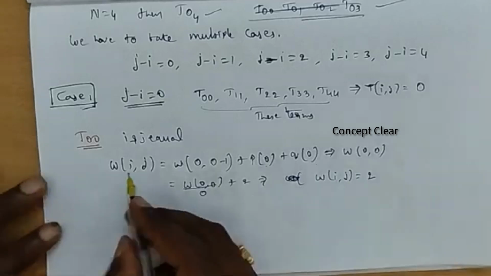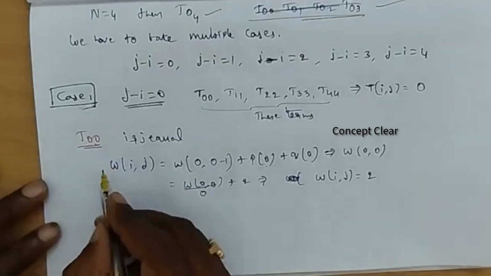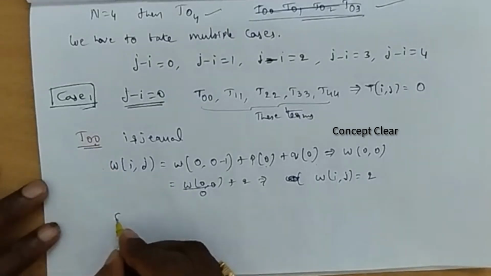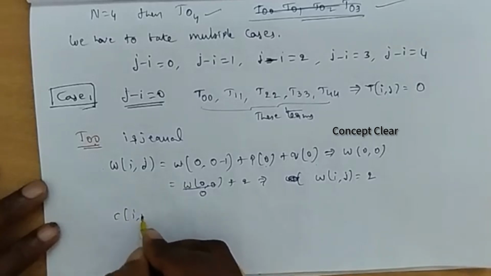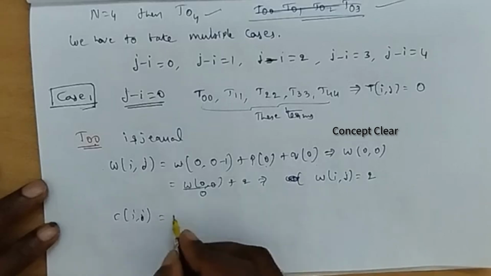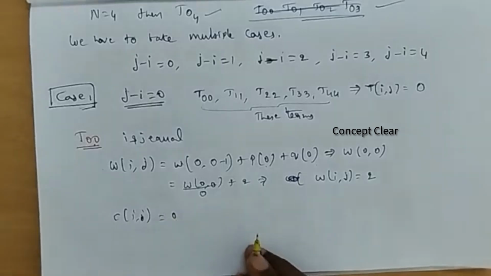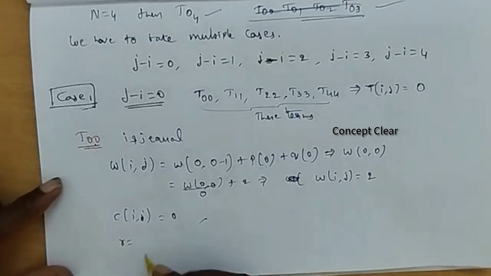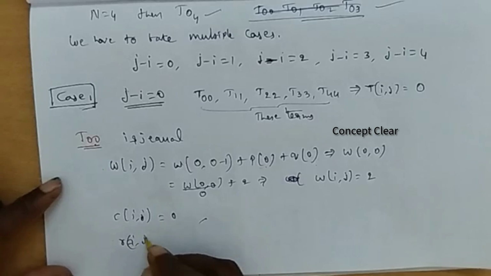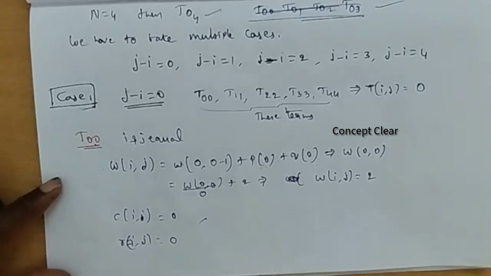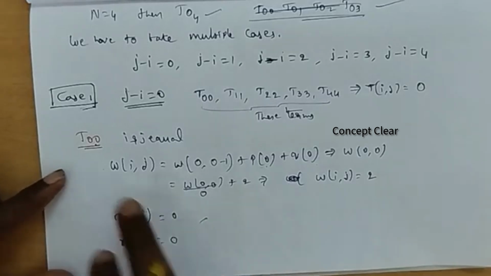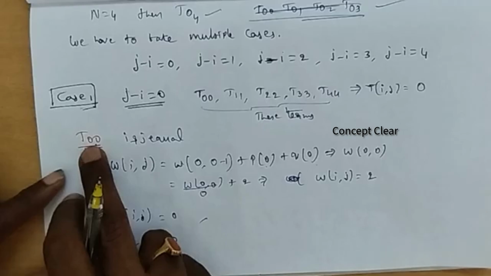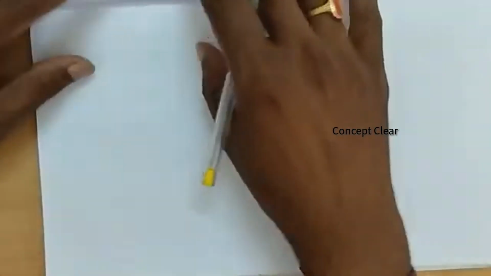And what about the next one? In this term we find the first formula. And what is the second formula? C of I comma j, both are the same, so that equals 0. And next, what do I have to find out? The R value. What is the R value? R of I comma j equals 0. Okay, same like that. This is the first term. Next, what do I have to find out?